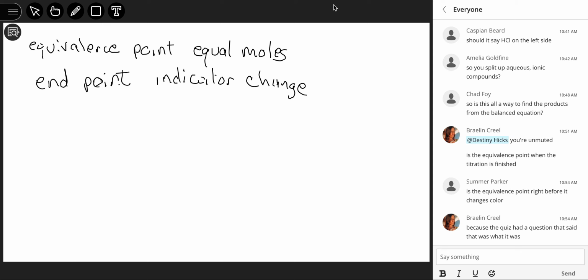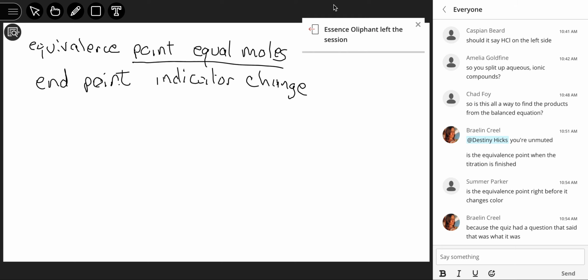Quiz had a question that said that was what it was. Yes, it basically is the end of the titration. But it's more than the end of the titration. It's where you have equal moles of titrant and analyte.